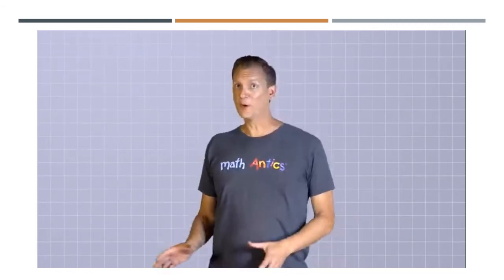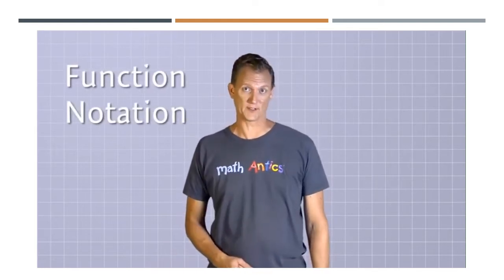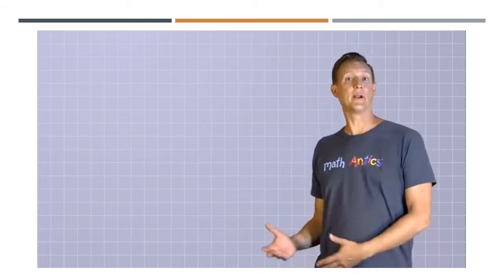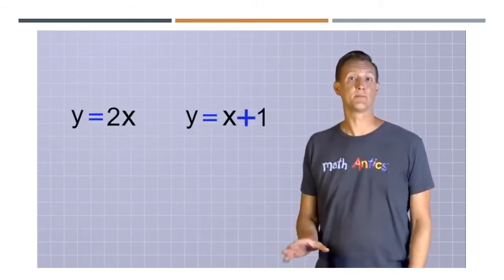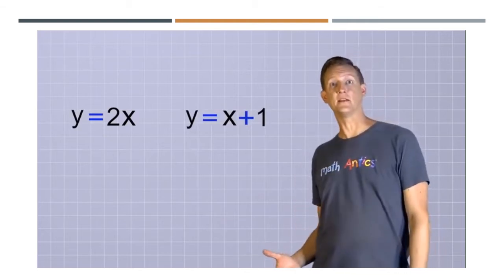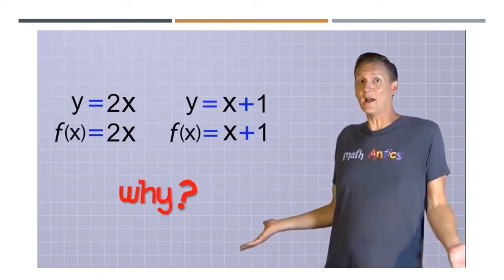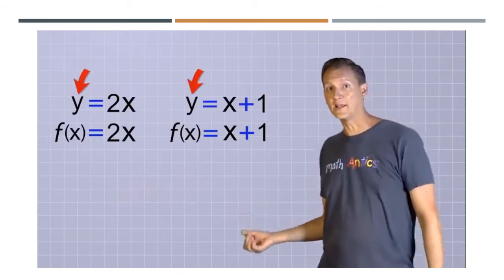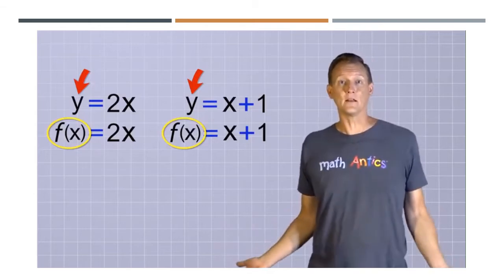Okay, now before we wrap up, we need to talk briefly about some common function notation that can be pretty confusing the first time you see it in math books. So far, we've been writing functions like this, y equals 2x and y equals x plus 1. But you'll often see these exact same functions written like this instead. But why? Why did the variable y get replaced with that f parentheses x thingy? And what does that even mean?